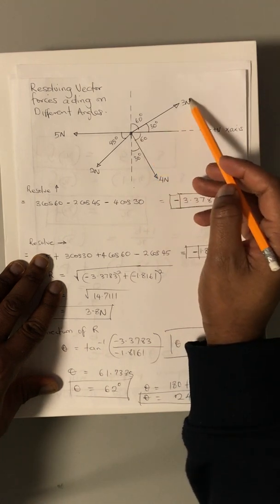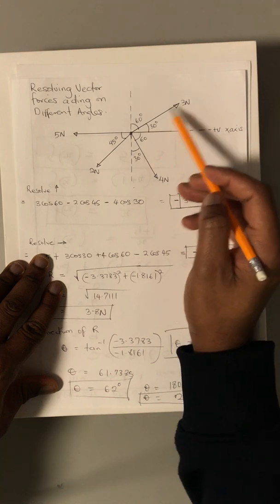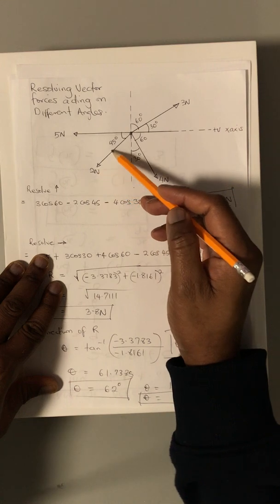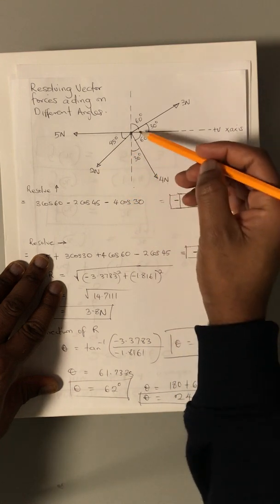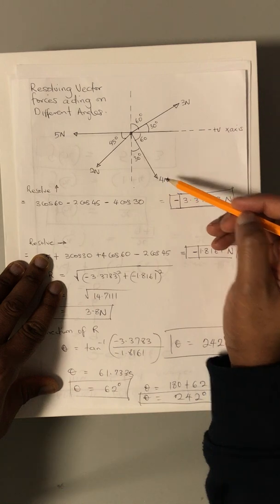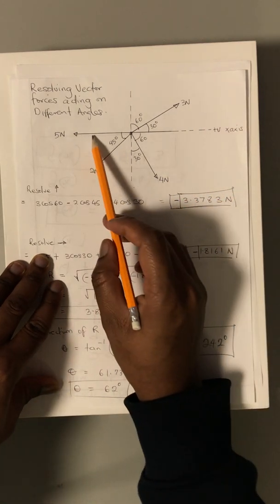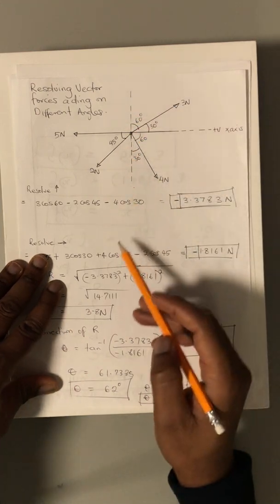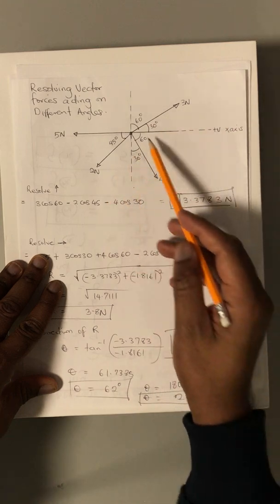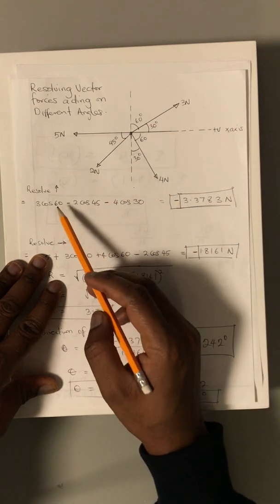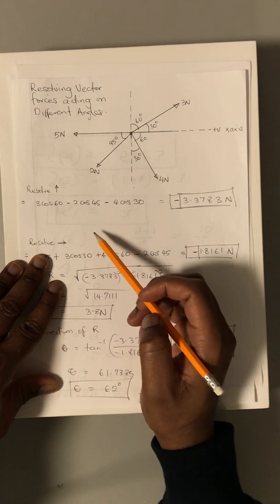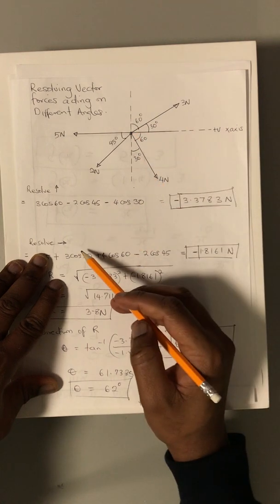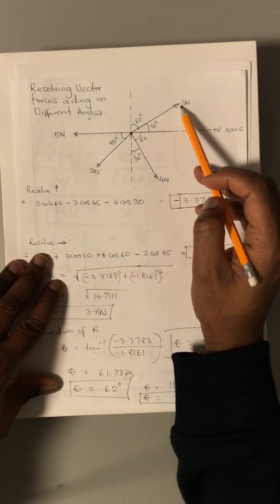Now we have 3 Newton acting this way, 5 Newton acting horizontally here, 2 Newton acting downward here, and 4 Newton acting down here, where we have our horizontal axis over here and our vertical axis. Now, to resolve the forces, let's start with the vertical axis first.